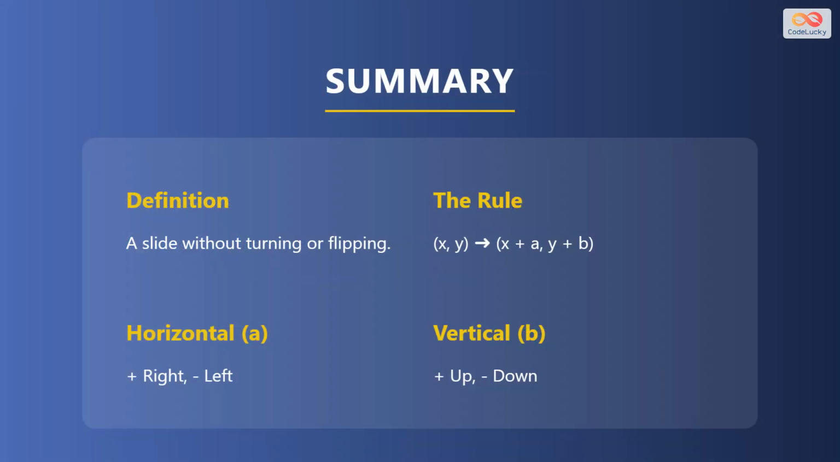To summarize, a translation is just a slide. We use the rule (x + a, y + b). The a value moves things left or right, and the b value moves things up or down.